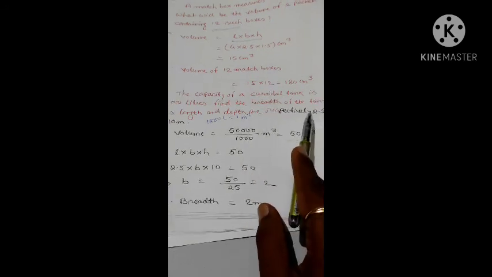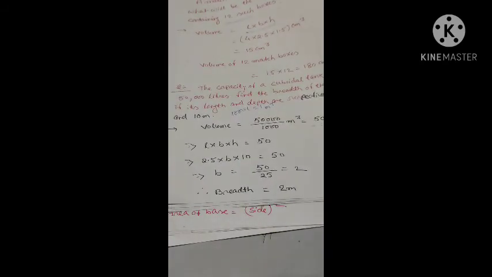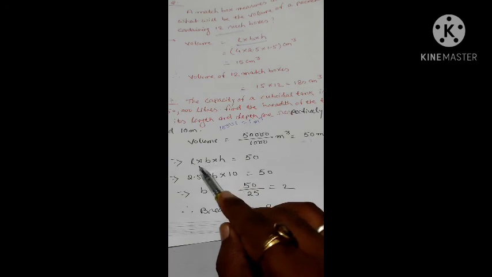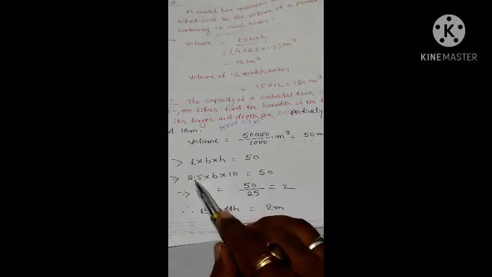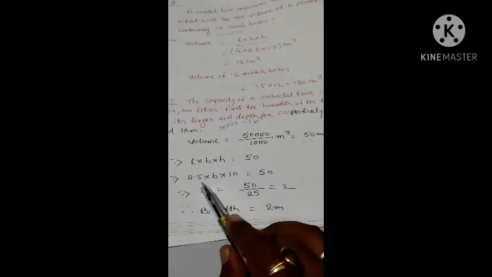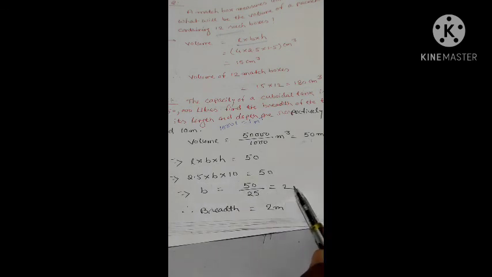Now in the question, we can see that length is given as 2.5 meter, and height is given as 10 meter. As we know, the volume formula is length into breadth into height, that is equal to 50. In place of length we write 2.5, and in place of height we write 10. We have to calculate breadth. So 2.5 into 10 is 25. 50 by 25 is 2, so our breadth is 2. In this way we can calculate the volume.